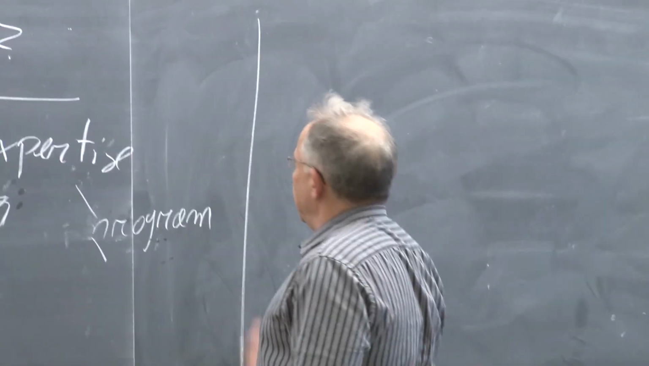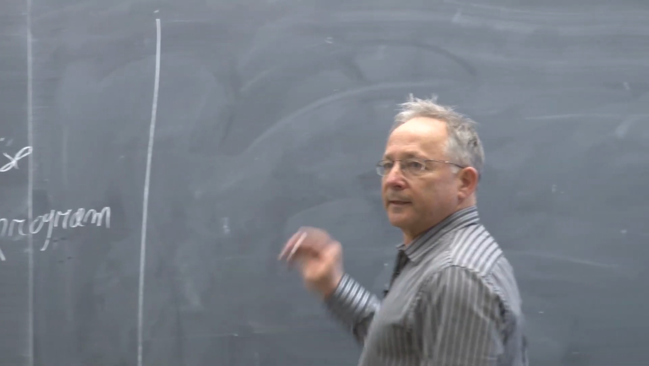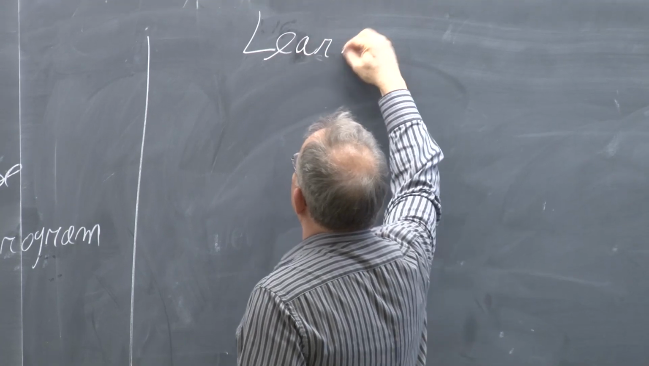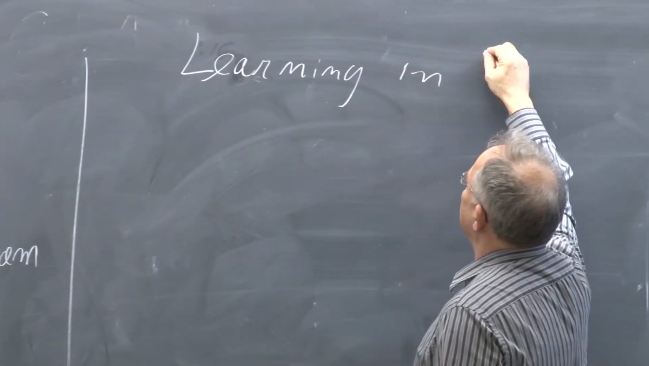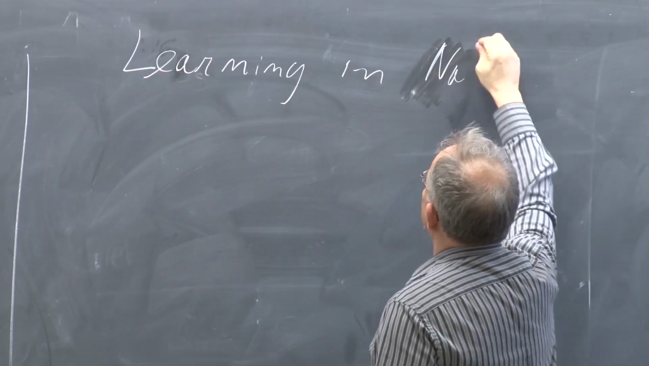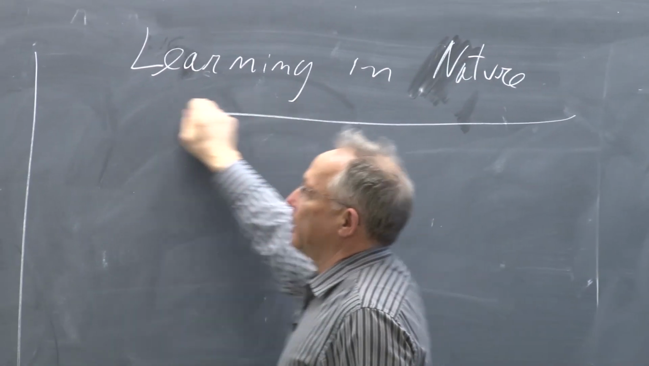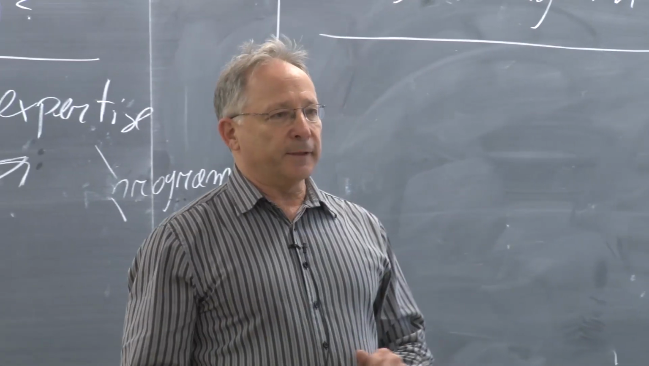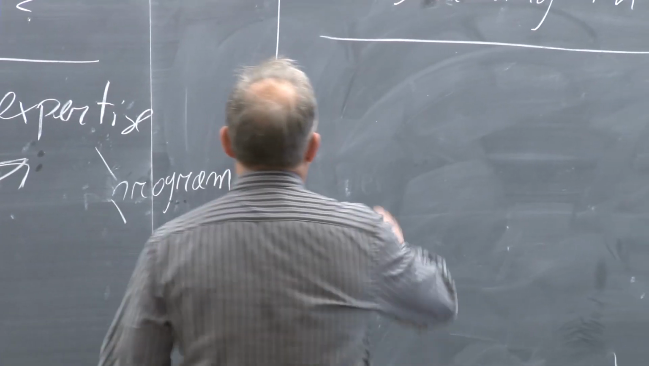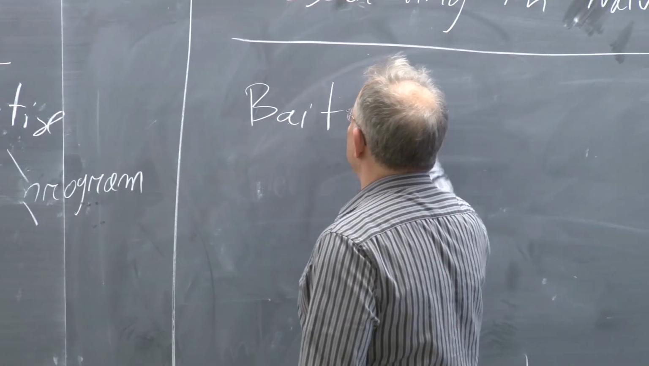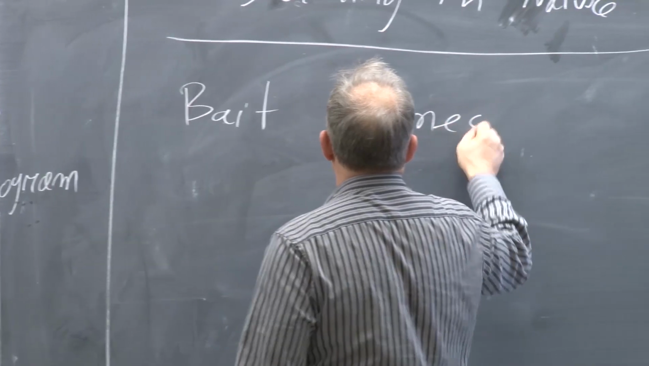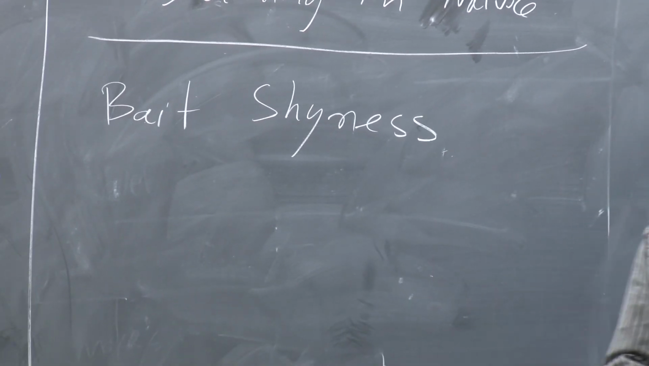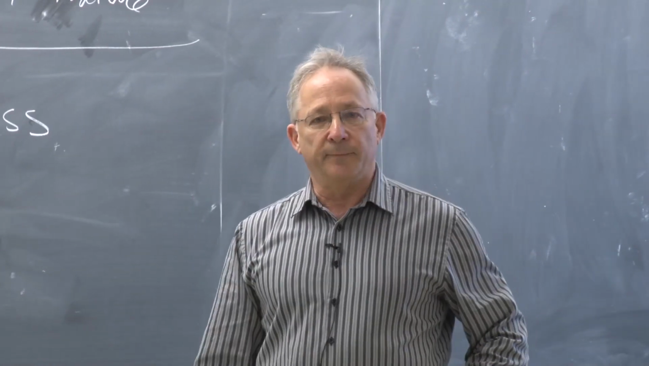OK, so let me start. If we want to talk about learning, let me start by learning in nature. Just to give us some direction. So one of the first examples that I want to talk about in learning in nature is the phenomenon which is called bait shyness. So what is bait shyness? Bait shyness is a phenomenon which happens with rats.